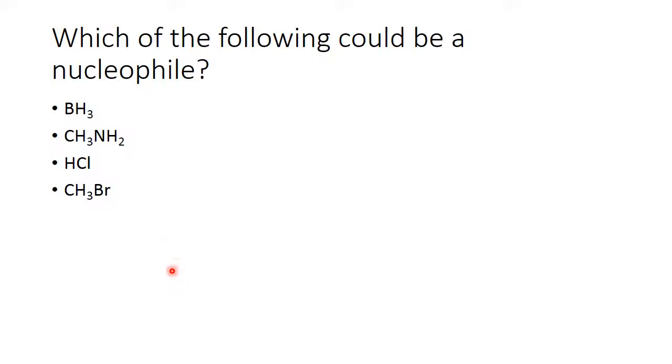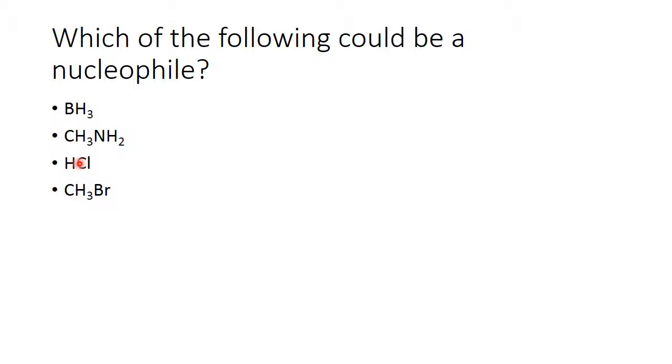Which of the following could be a nucleophile? Now, when we're looking at this, go ahead and pause the lecture and then restart it after you figured it out. When we're looking at these, we can see borane here, it has no non-bonding pair, so it cannot be a nucleophile. If we look at hydrochloric acid, now the hydrogen in the hydrochloric acid has a large delta positive, so this would not be a nucleophile.